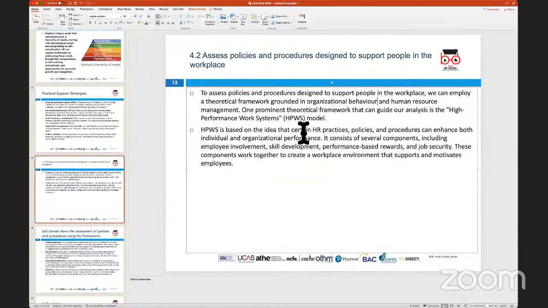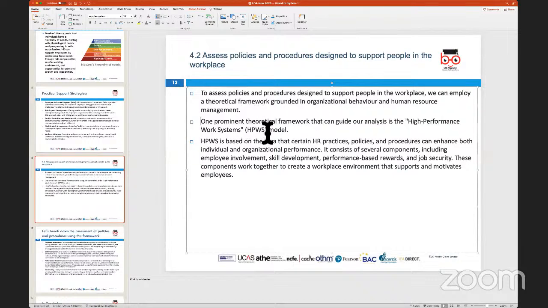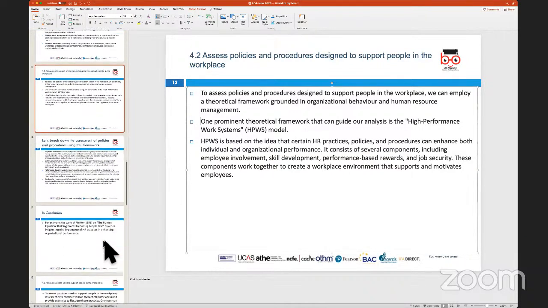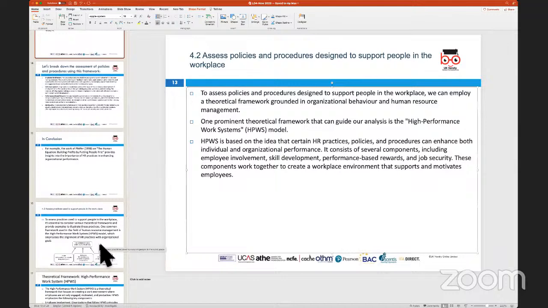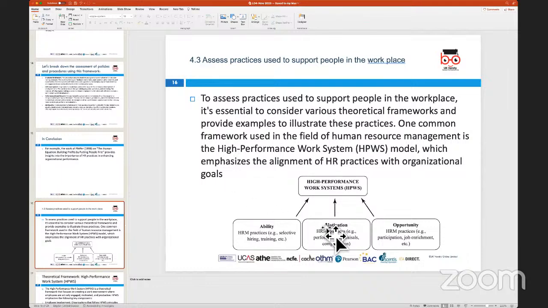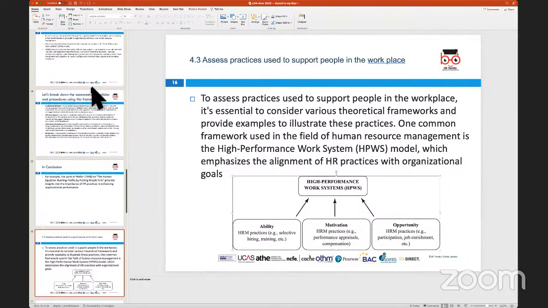Now, one of the things that we want to look at theoretically would be to understand the high performance work systems model. Now, this particular model, HPWS, is based on an idea that HR practices, policies, and procedures can enhance both individual as well as organizational performance. Now, this particular model has several components, and I think I put that in a particular slide. What I'll do is bring this up here as well.